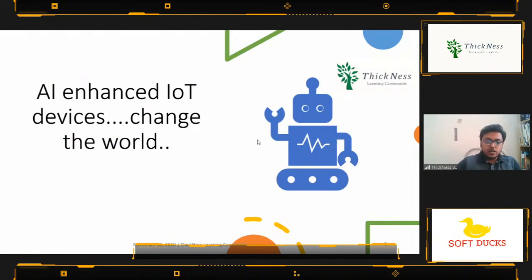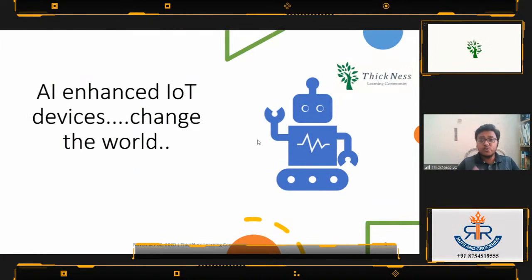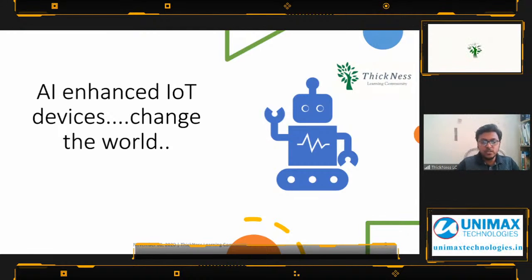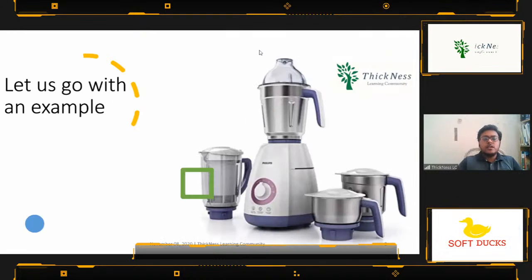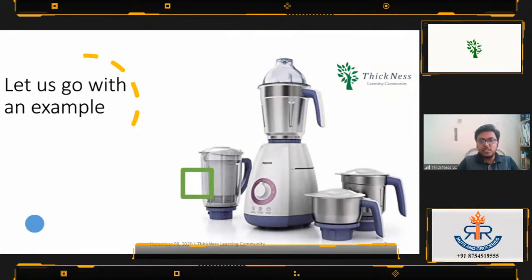And first, control system. Before going to IoT, first we'll go with the basics of control system. What is a control system? Before going to see how AI enhanced IoT devices are going to change our world, we'll understand the basic concept of control system. We'll go with an example as I told before. In our day-to-day life in our home, we have seen this device. This is a mixie, right? It's a mixer, but it's known as mixie in common South Indian terms. Let us take this mixie as an example.